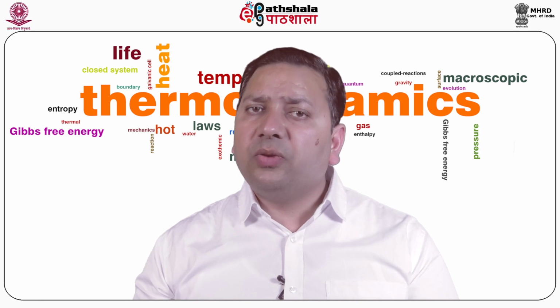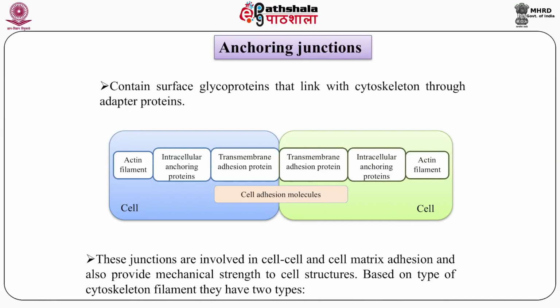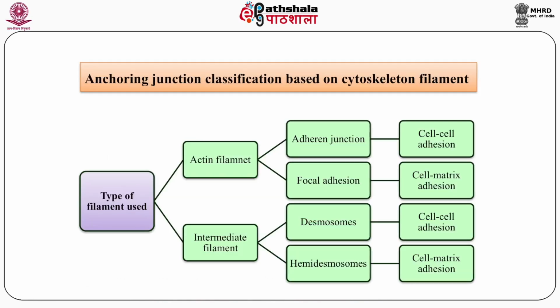So now we'll come one by one to the different junctions. Number 1 is the anchoring junctions. These junctions contain surface glycoproteins that link with the cytoskeleton through adapter proteins. These junctions are involved in cell-to-cell adhesion and cell-to-matrix adhesion, as we have seen in the previous figure. These junctions also provide mechanical strength to the cell structures.